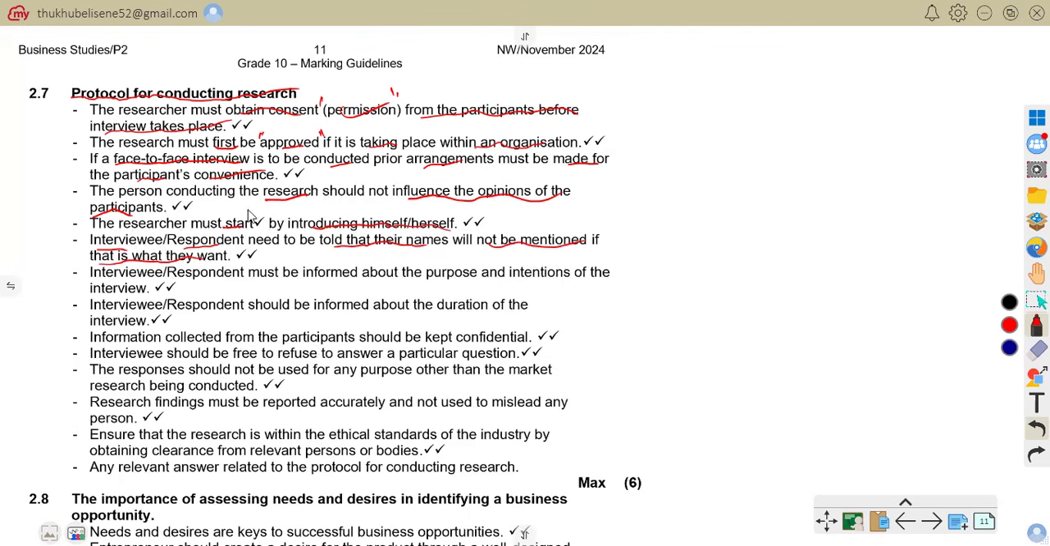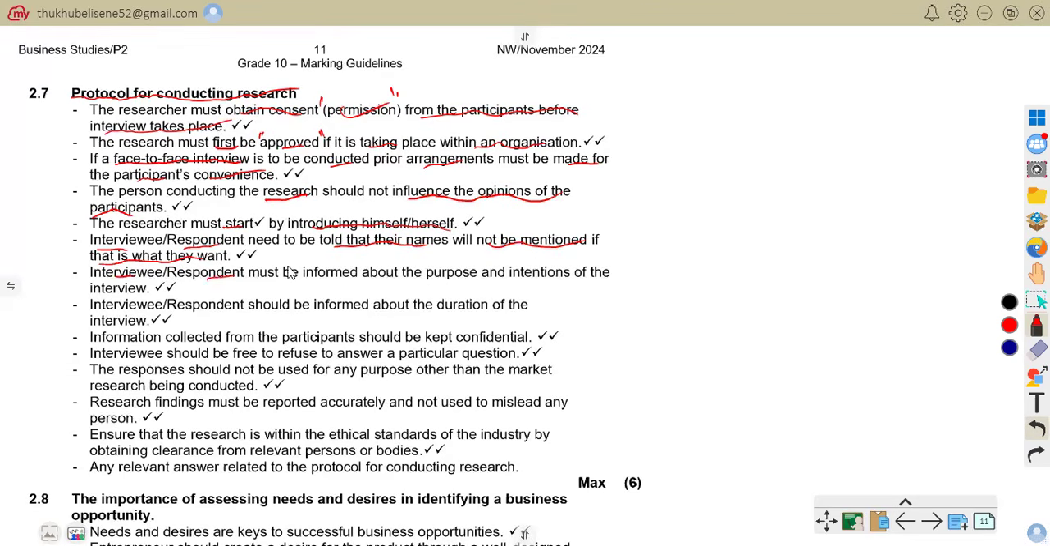So this shows the confidentiality that interview respondents need to be told. Tell those interviewed respondents that their names will not be mentioned, if that is what they want, so that they will feel free to participate.